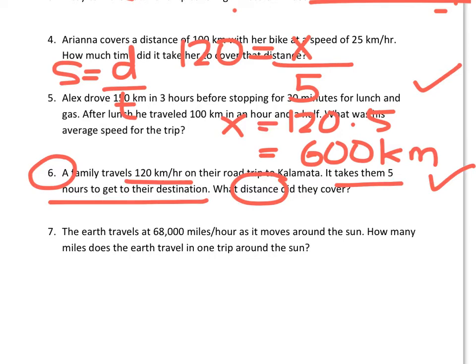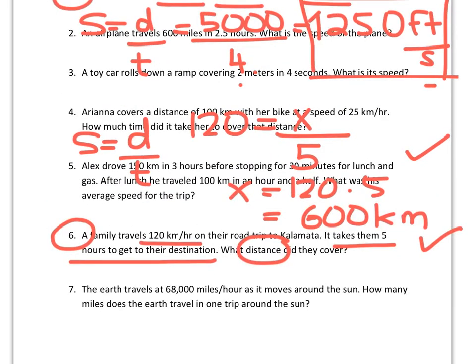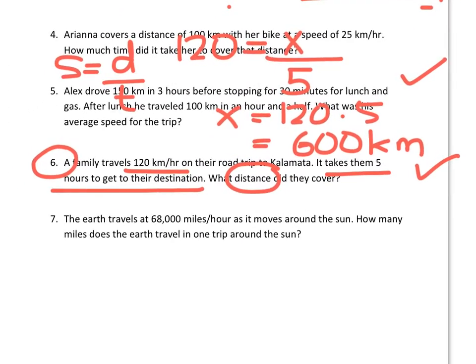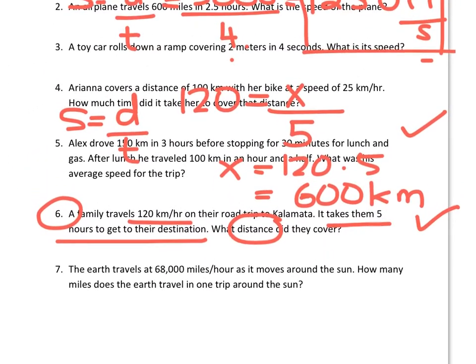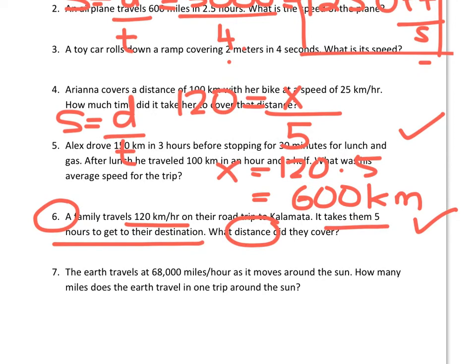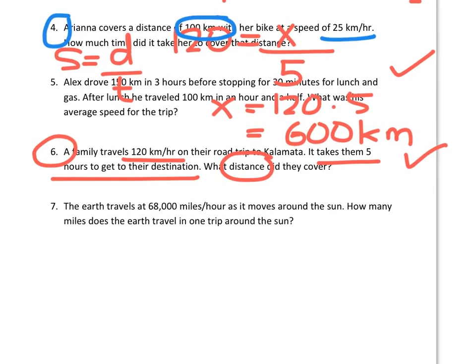The last type of example, and I just realized I wrote all over it, but nonetheless, the last type of example is this one here, number 4. Okay, number 4 basically says that Ariana covers a distance of 100 kilometers with her bike at a speed of 25. So we have our distance, we have our speed, and the problem says how much time does it take for her to cover that distance. So I'm going to do this problem down here.